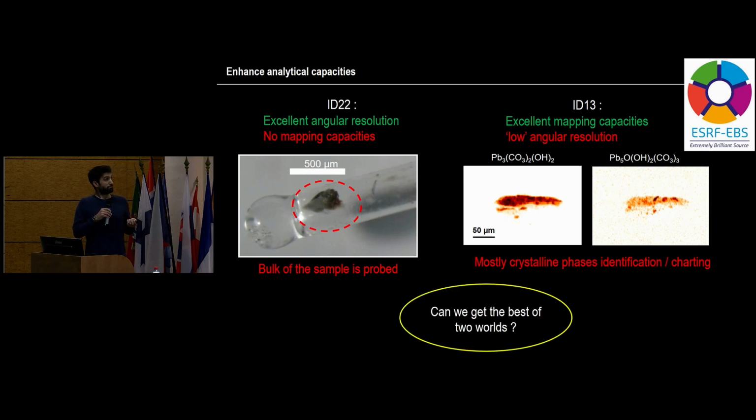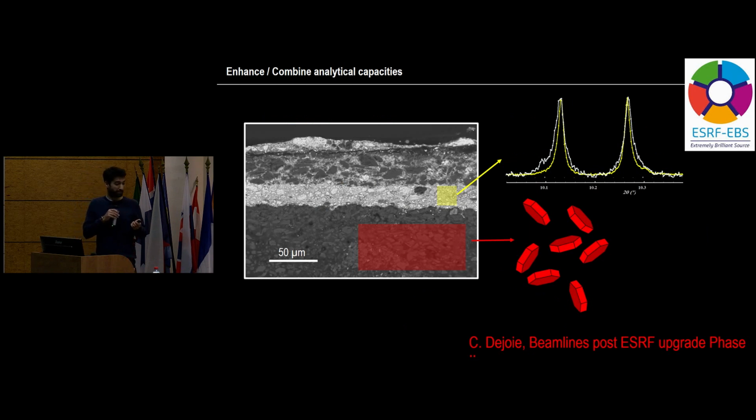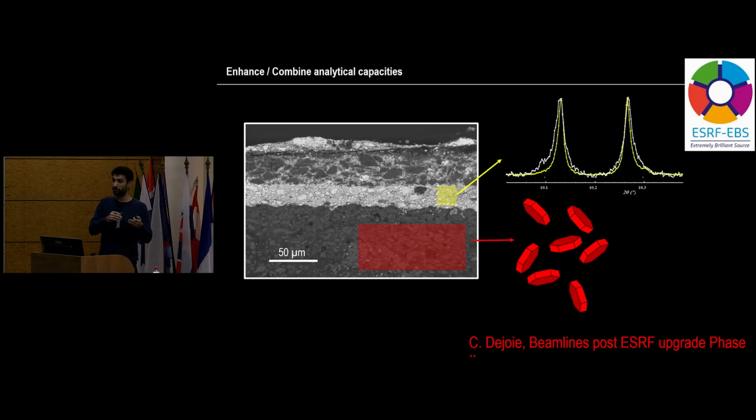As a dream, what would be amazing is that I can combine this mapping of my sample, but selectively say, well, in this paint layer, can I have access to the microstructure of my sample? In this paint layer, can I model these particles of pigment? And there is this talk by Catherine on beamlines in the post-ESRF upgrade phase, where perhaps we should discuss this idea of combining the high angular domain with the high lateral domain.